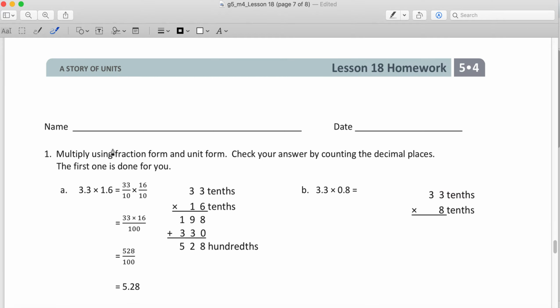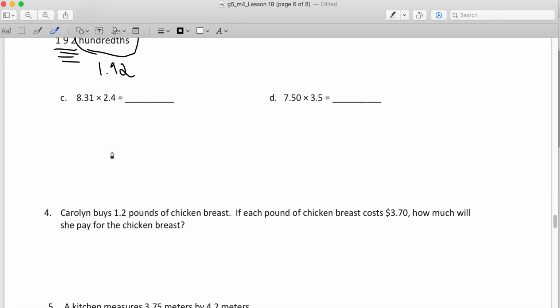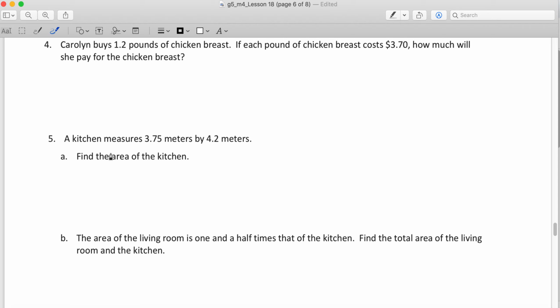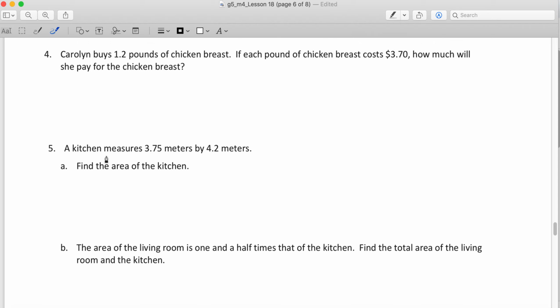Let's go down here and do the word problems because I know that's always the killer. All right, let's do it. So Caroline buys 1 2/10 pounds of chicken breast. If each pound of chicken breast costs $3.70, or 3.70, that's how you say that in unit form. How much will she pay for the chicken breast?